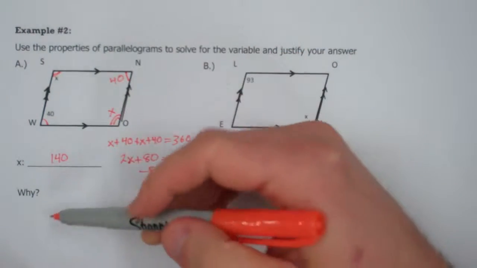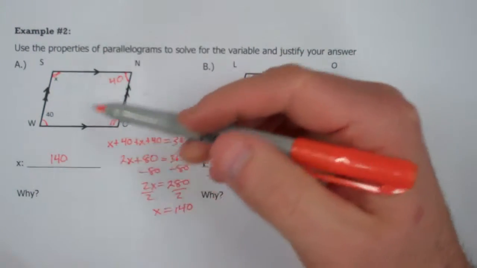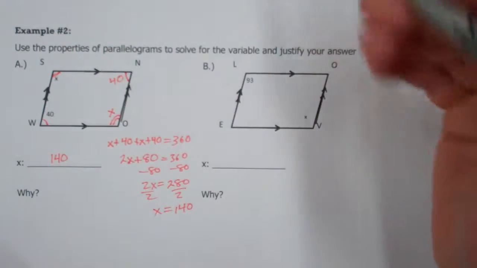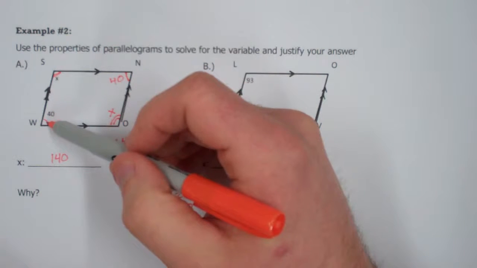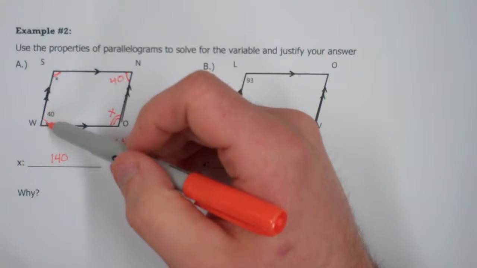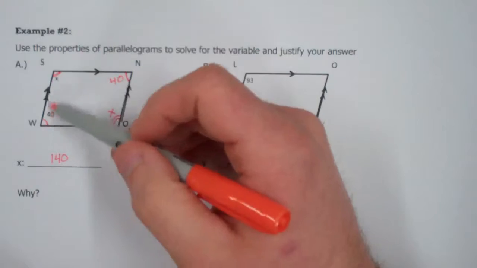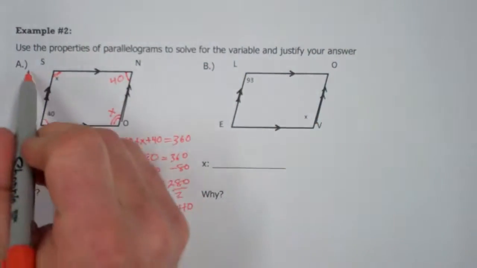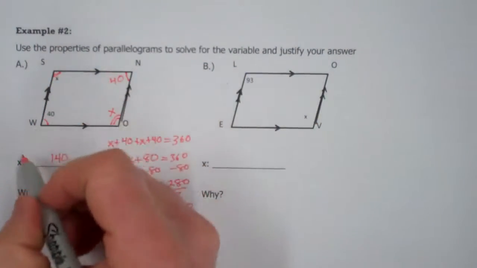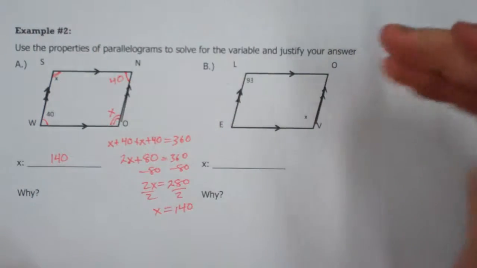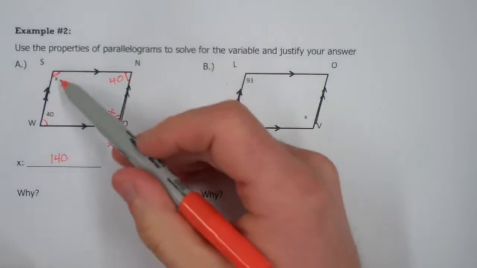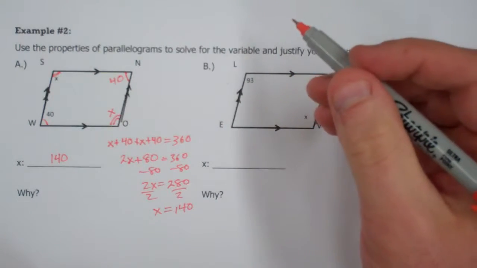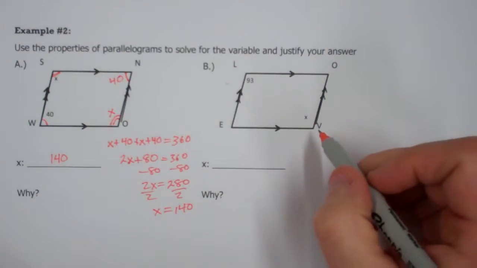If we want to justify, we'd want to write that these have to be supplementary also because they're same side interior angles if we only look at these two parallel lines and treat this line as a transversal. From our previous knowledge of parallel lines, we know that those are supplementary, and 140 and 40 is 180. Let's look at the next one.